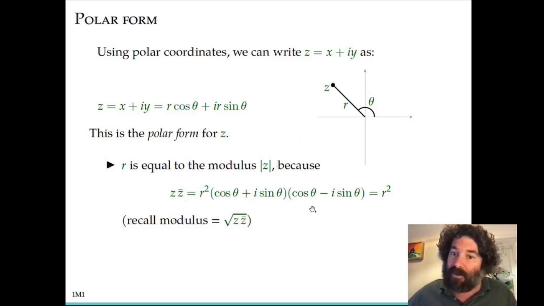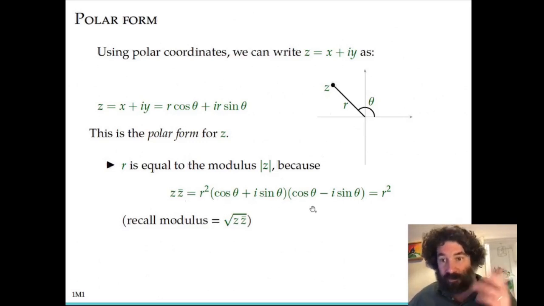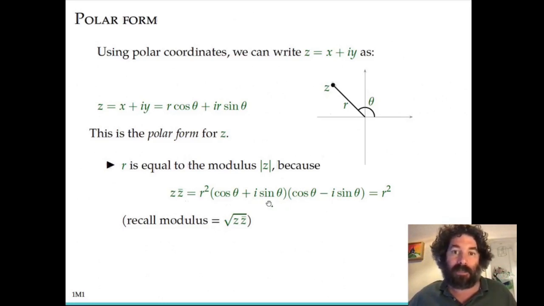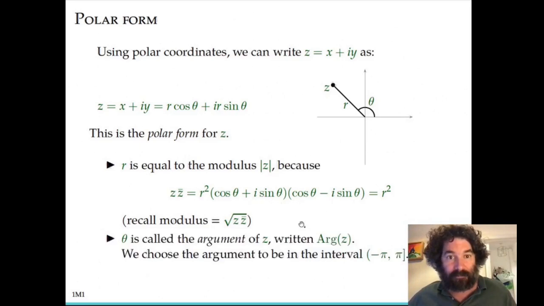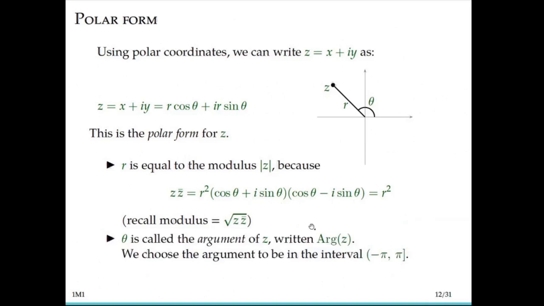If you multiply all this out using the rules for multiplying complex numbers that we discussed last time, you just get r squared. This is something we covered last time. And so r is the modulus. And theta is usually called the argument of the complex number. And so this is just the angle in polar coordinates.